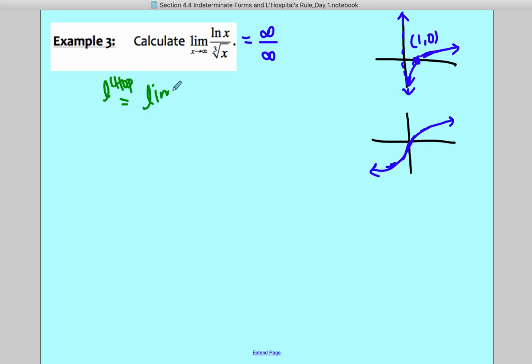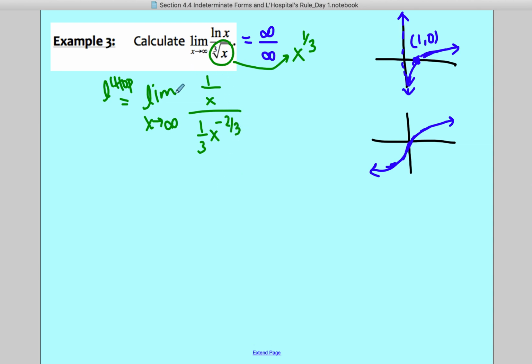So we got our limit as x approaches infinity. The derivative of ln of x is 1 over x. All over, now I have to take the derivative of this piece. Remember, the cube root of x is x to the 1/3. So I'm going to take the derivative of that. So it's 1/3 x to the negative 2/3.